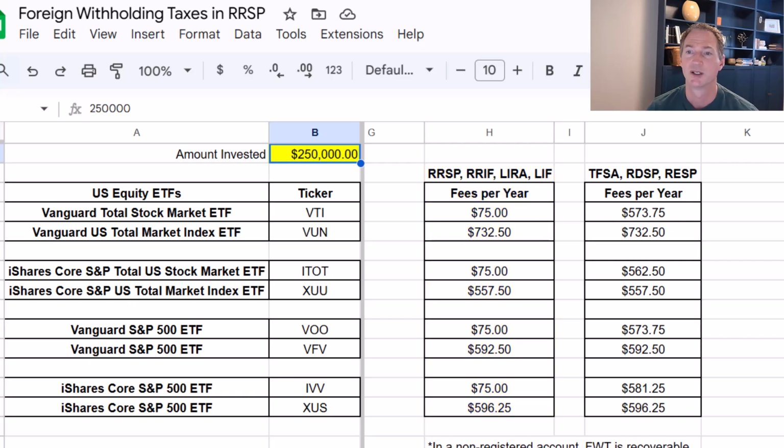I should note that I'm just talking about some registered accounts here. If you do invest in a non-registered account, some of these foreign withholding taxes are recoverable. You'll receive a T5 statement during tax time, so you will have paid those fees, but during tax season, you can recover those foreign withholding taxes and get that money back. So I've focused just on the registered accounts.